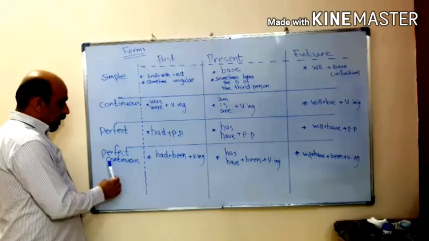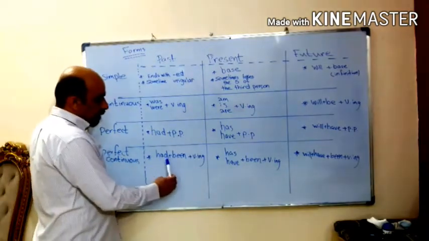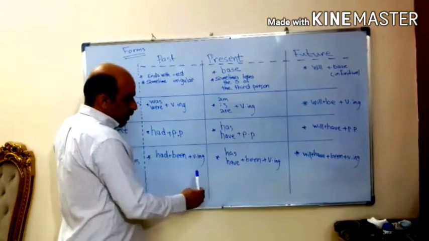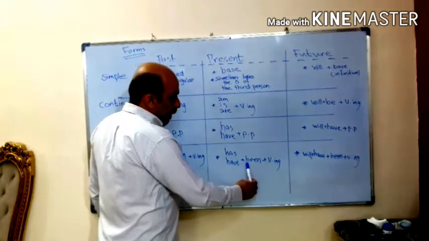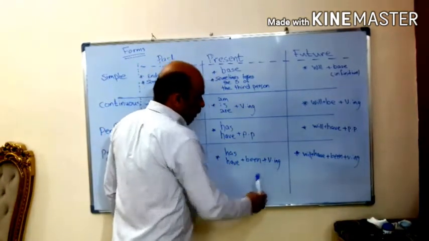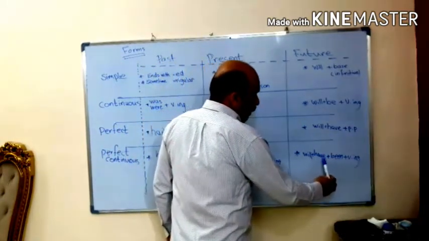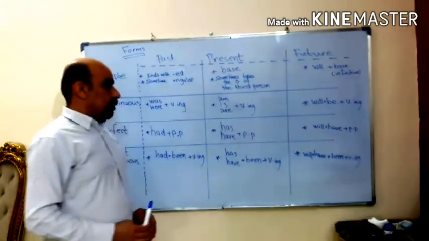The last one is perfect continuous. For the past, we have had plus been plus verb with -ing. And for the present, we have has or have plus been plus verb with -ing. For the future, we have will plus have plus been plus verb with -ing.